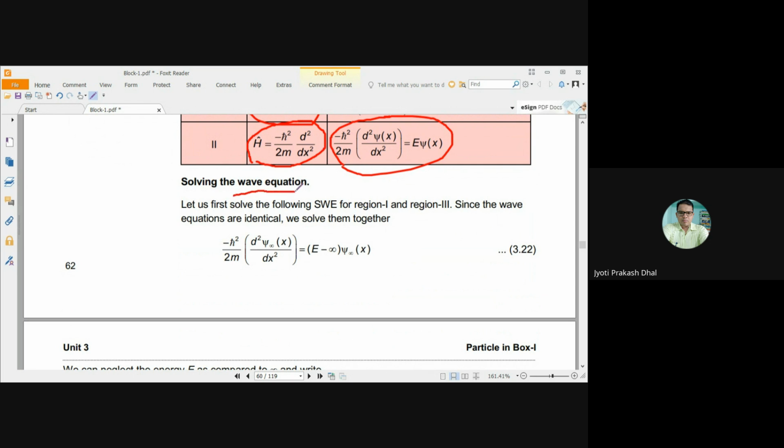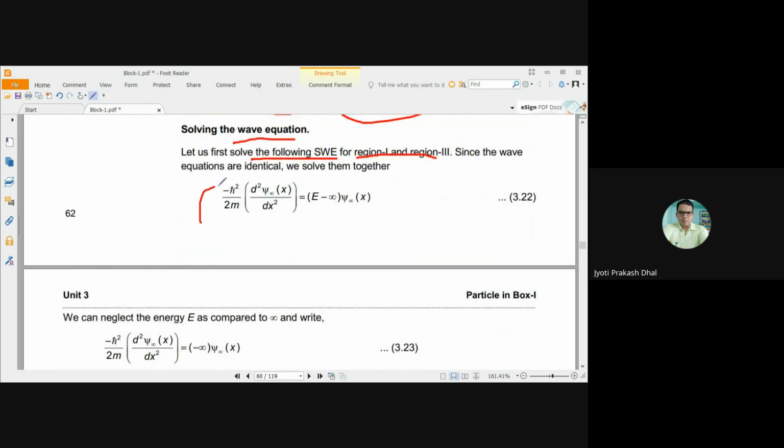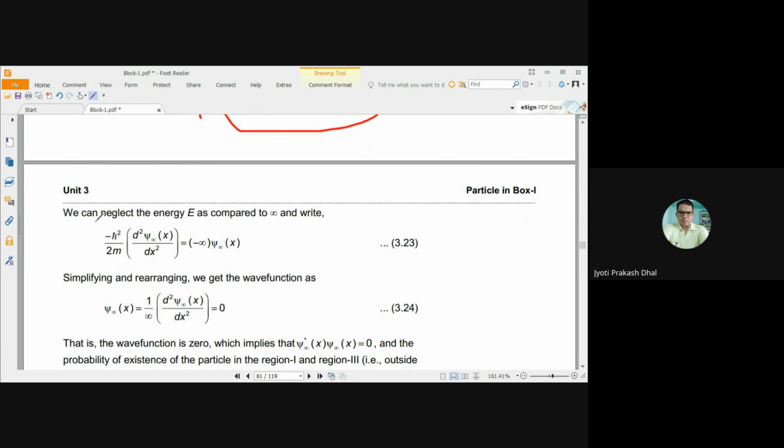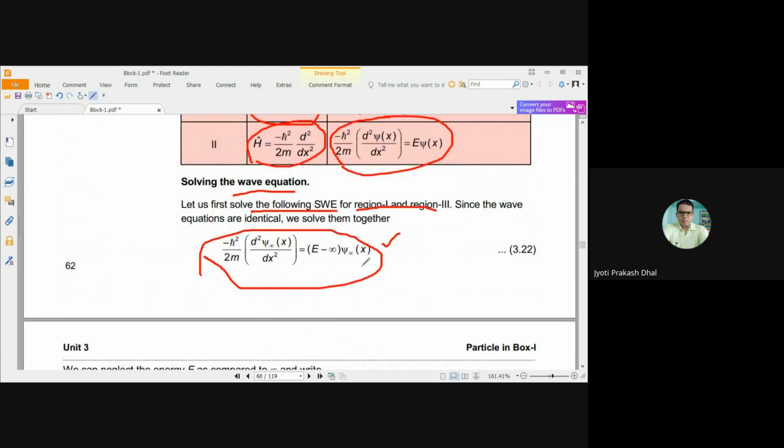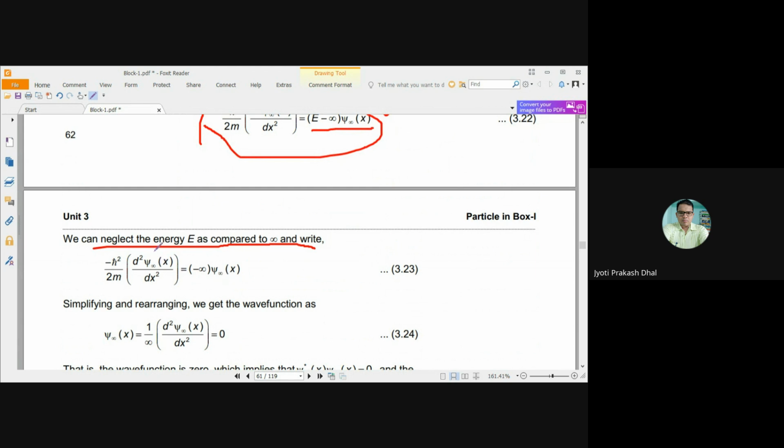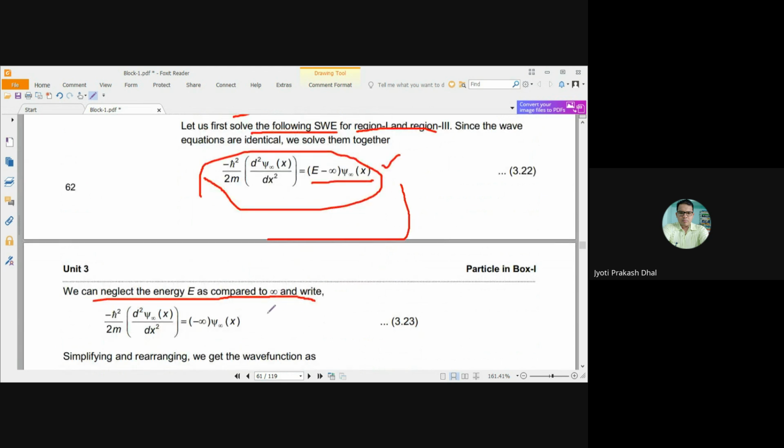Now solving the wave equation. Let us first solve the Schrodinger wave equation for region 1 and 3, because we know that for region 1 and 3, the Schrodinger wave equation is like this. So in place of potential energy, infinite is there. So we can neglect the energy E as compared to infinite, and so you can see the RHS of the equation is E minus infinite times psi. The energy E can be neglected as compared to infinite, and hence this equation is converted to like this.